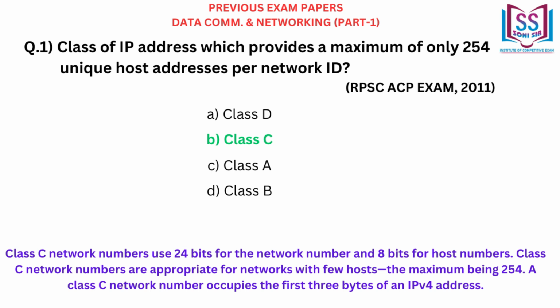Class C network numbers use 24 bits for the network number and 8 bits for host numbers. Class C network numbers are appropriate for networks with few hosts, the maximum being 254. A Class C network number occupies the first 3 bytes of an IPv4 address.